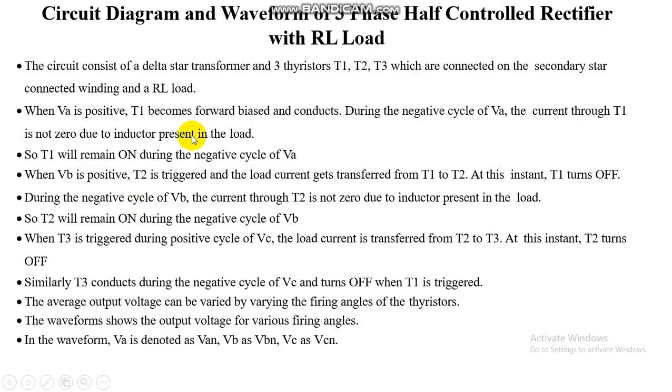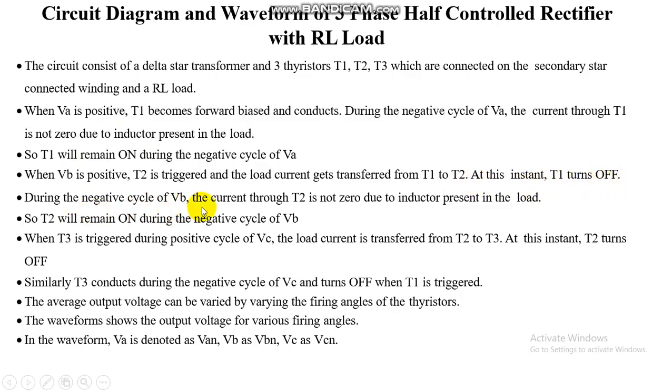So these are the things which we already discussed. The circuit consists of a delta star transformer and 3 thyristors T1, T2, T3 which are connected on the secondary star connected winding, and an RL load. When VA is positive, T1 becomes forward biased and conducts. During the negative cycle of VA, the current through T1 is not zero due to the inductor present in the load. So T1 will remain on during the negative cycle of VA for some duration. When VB is positive, T2 is triggered and the load current gets transferred from T1 to T2. At this instant, T1 turns off.